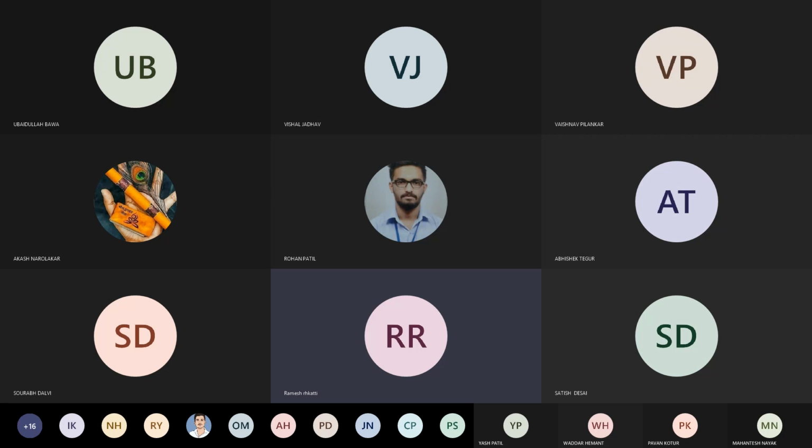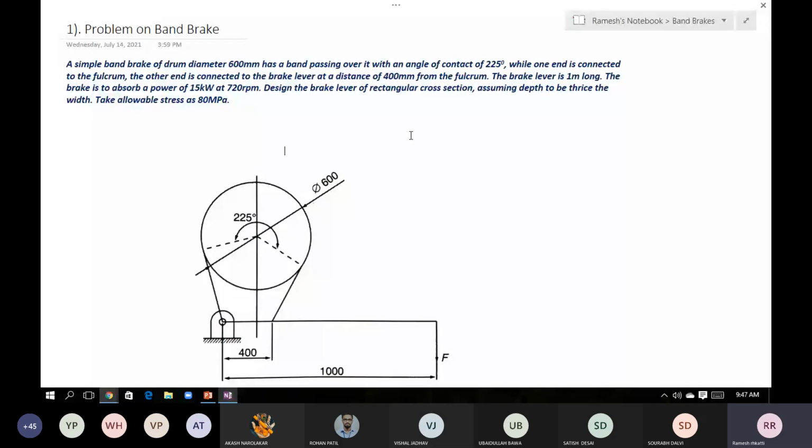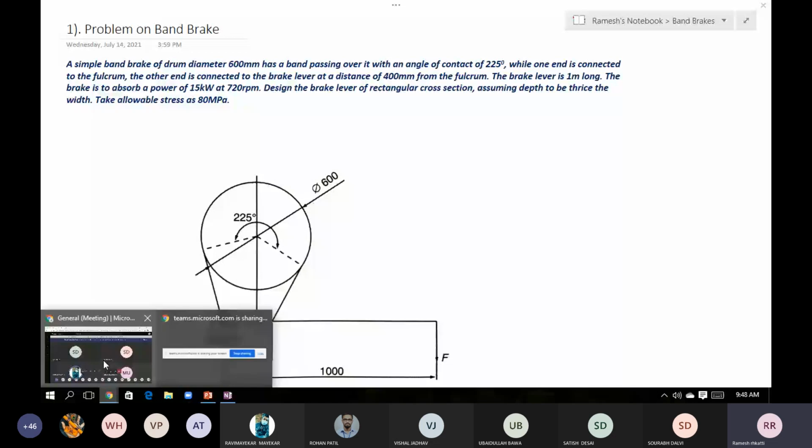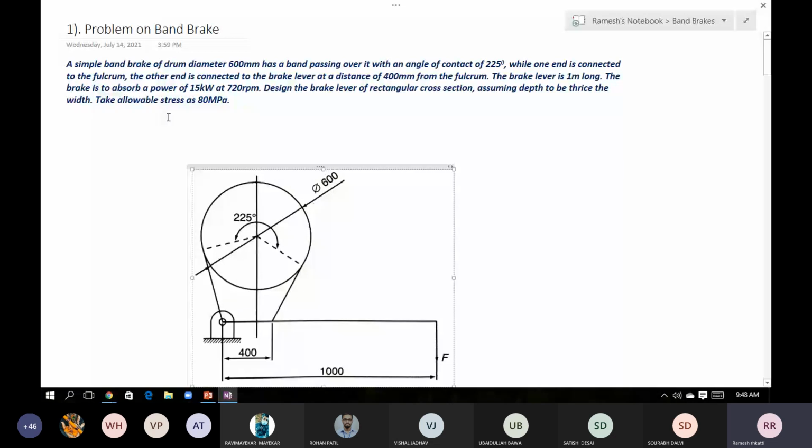Now I am going to take down the problem on the band brake, that is the simple band brake. Okay, I will read out the statement. After noting down the given data, you can find out what they have asked. Simple band brake of drum diameter.